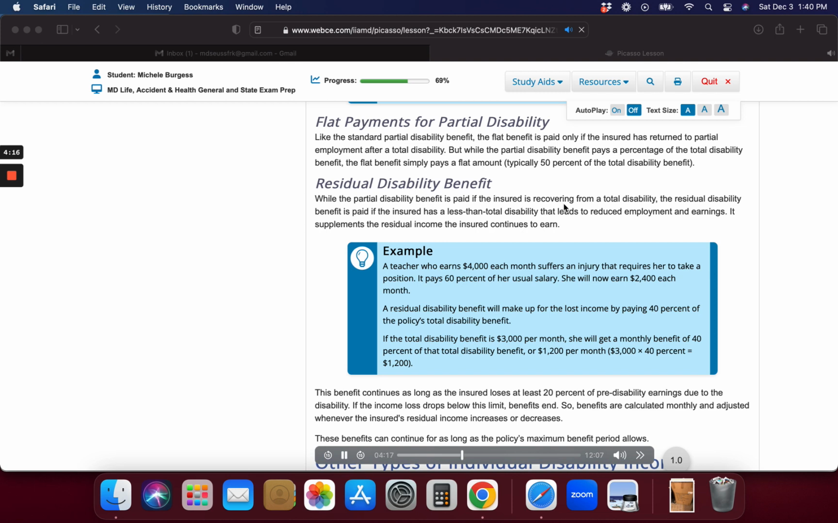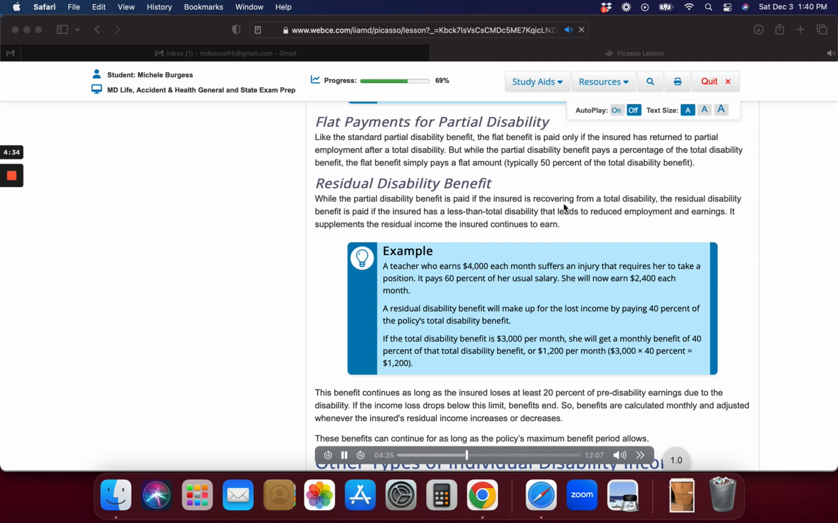Some own-OC DI policies require that the insured be unable to do all the duties of his or her regular occupation to qualify for benefits. Other policies require only that the insured be unable to do the substantial and material duties of his or her regular occupation. Any occupation definition.